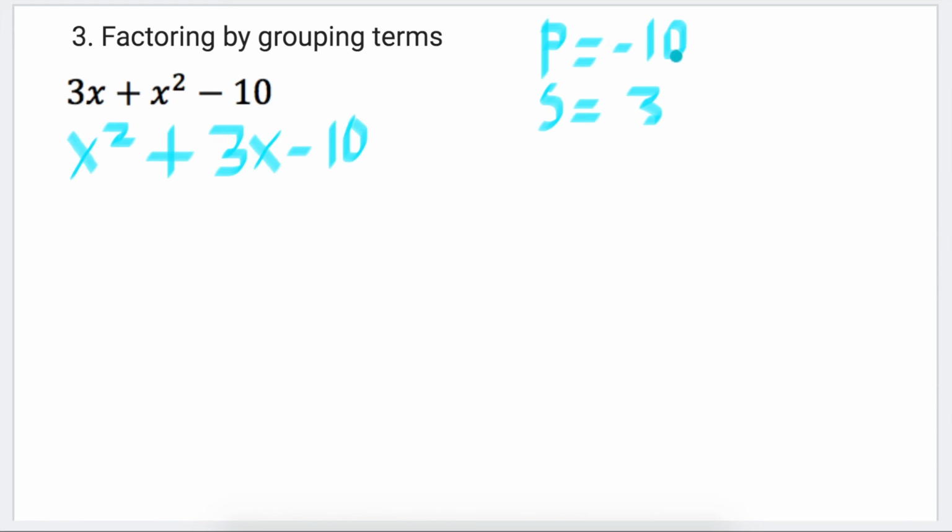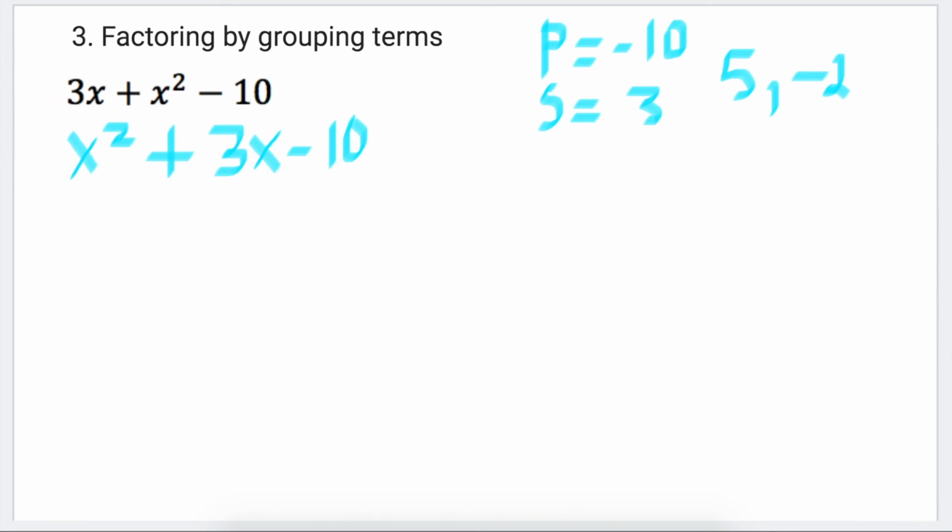Using these two numbers, we need to think of two numbers that we can multiply to get -10, and the same two numbers we can add to get +3. Those two numbers are +5 and -2. 5 times -2 is -10, and 5 plus -2 is +3. These two numbers, we're going to use them to rewrite the polynomial.